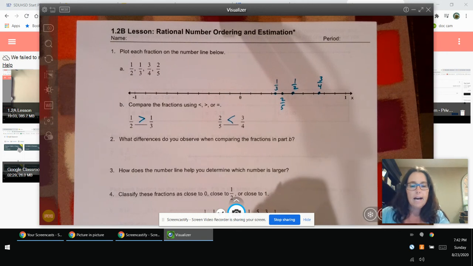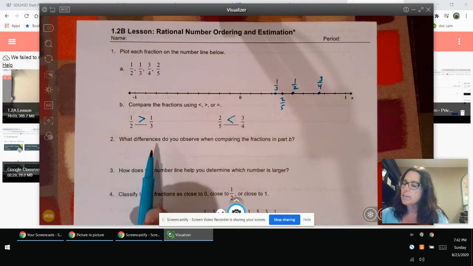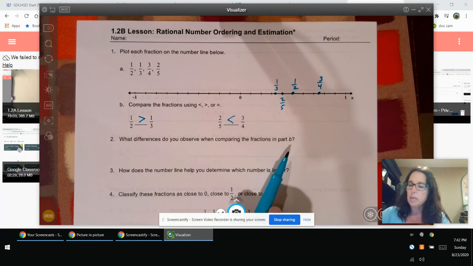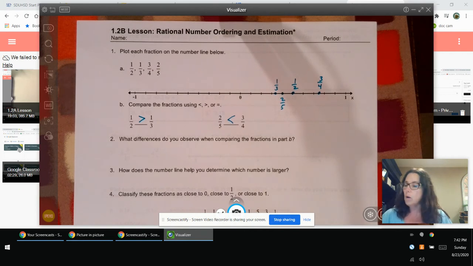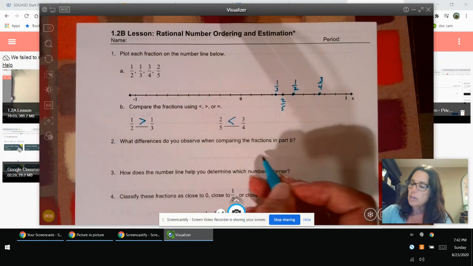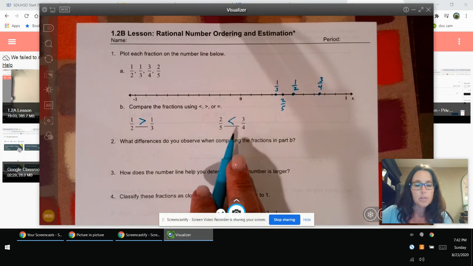Okay. Number 2, what differences do you observe when comparing the fractions in part B? It's exactly what I just spoke about. We pay attention to what's to the right of and what's to the left of. Anything to the right is greater and anything to the left is less than. So I'll jot a couple notes down here in relation to these numbers.